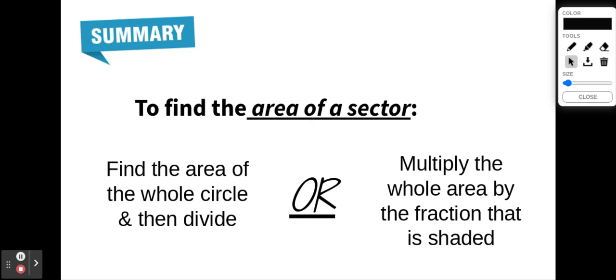Or you could multiply the whole area by the fraction that is shaded, like 1/4 of the area or 2/3 of the area. I want you to write down in your summary the way that you prefer. So feel free to pause the video to write down your summary.